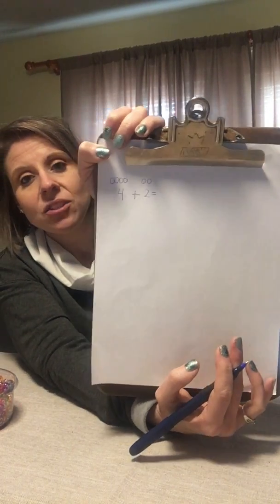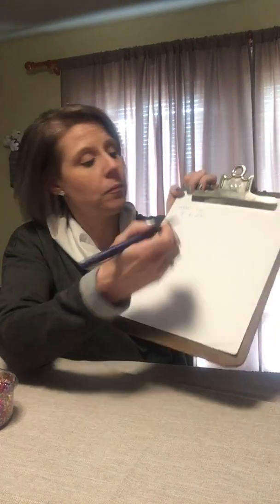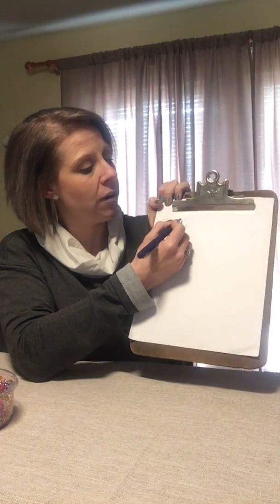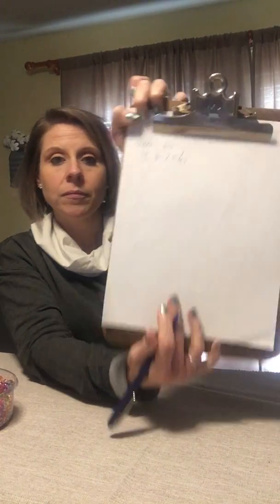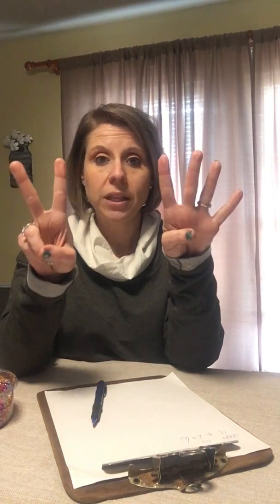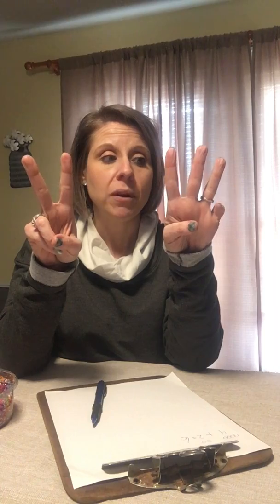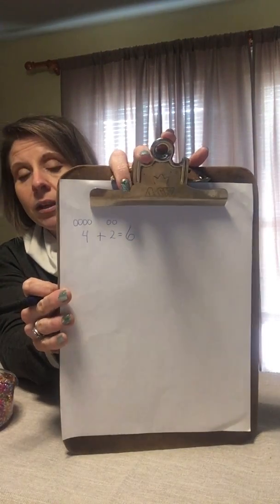Now, to find the answer, you can count your circles. So we have 1, 2, 3, 4, 5, 6. And I could put my number 6 down. You can also use your fingers if you'd like, but make sure you also have a picture on there to show us how you got your answer. So you could have 4 on one hand and 2 on the other, and then you can count them. We have 1, 2, 3, 4, 5, 6. So we still came up with the same answer. It just depends on which way is best for you.